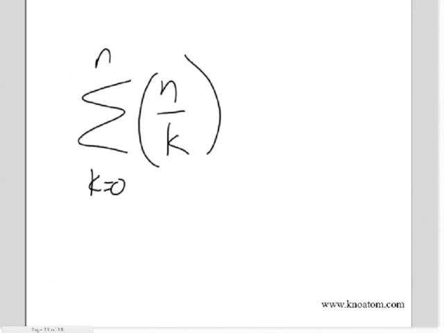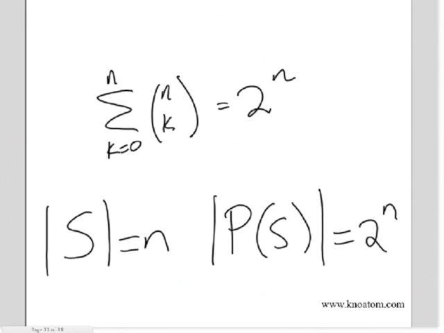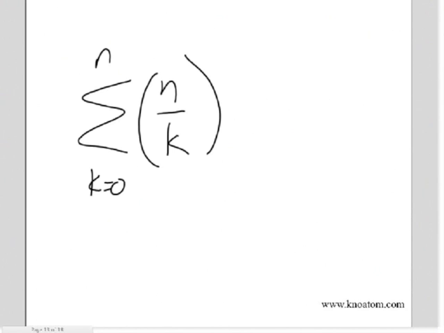So now we know that counts the total number of subsets of a set with n elements. But we knew from before that that's also 2 to the n, showing that this equals 2 to the n. These kinds of proofs are often simpler and more intuitive than other kinds of proofs.